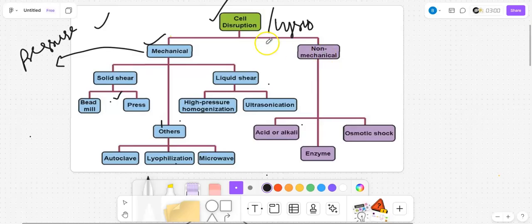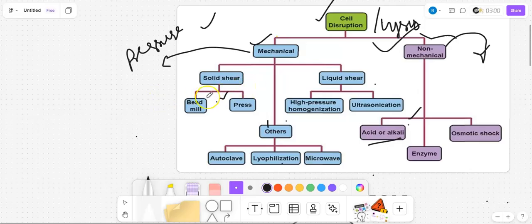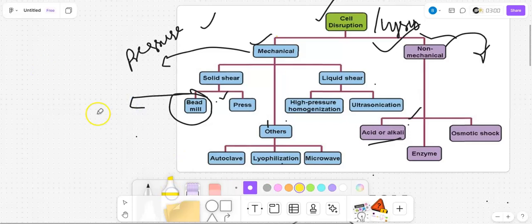Non-mechanical methods can be through chemical, acid or alkaline methods. So let's see each one. Solid shear: one of the techniques is the bead mill. An example is glass beads. So we will have the glass beads, and we will put our cell in here.